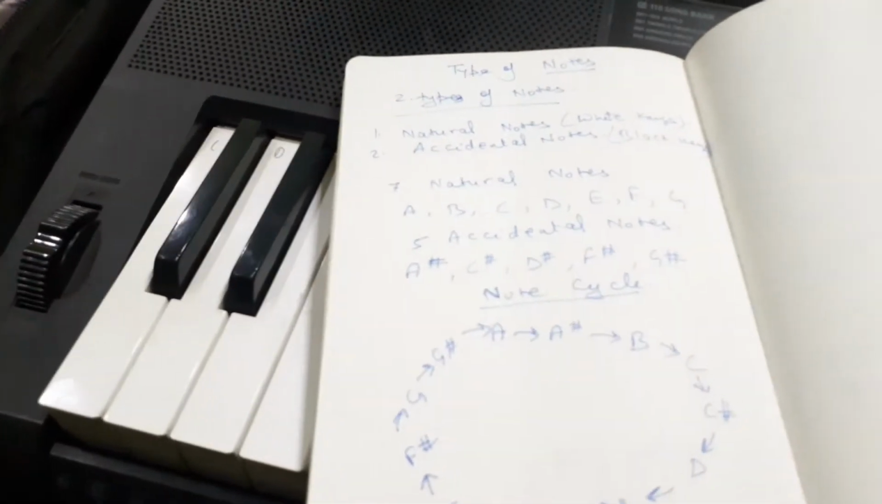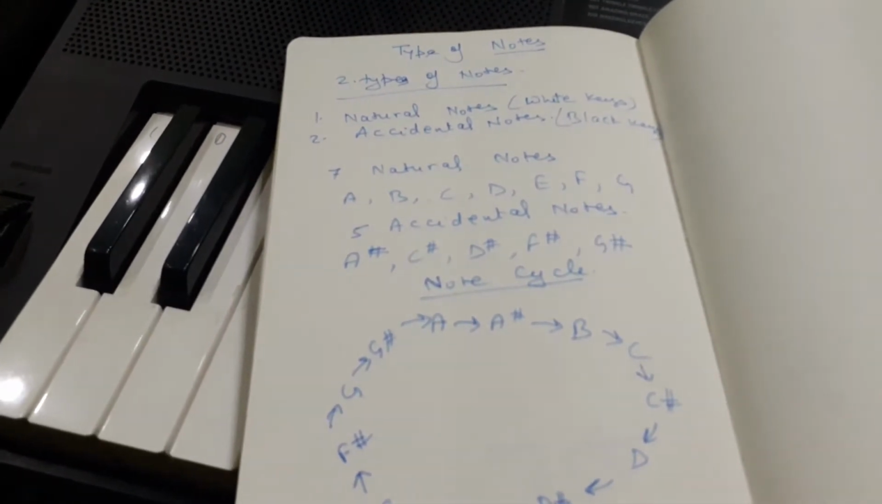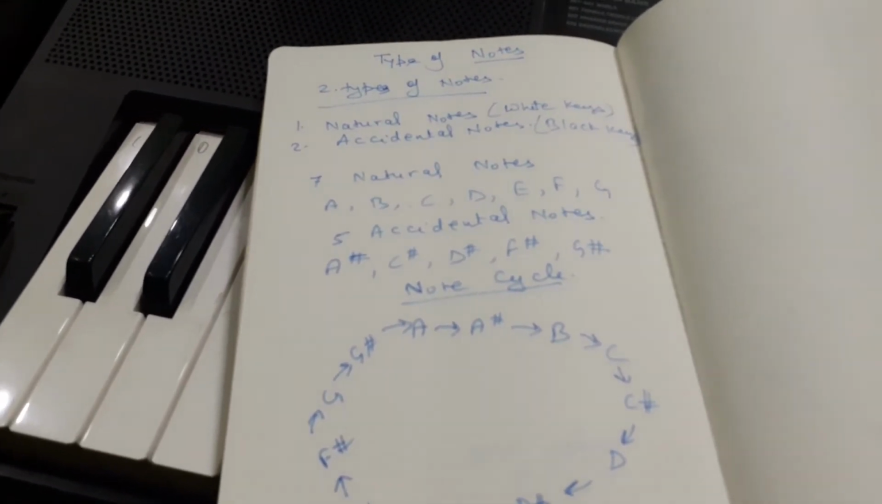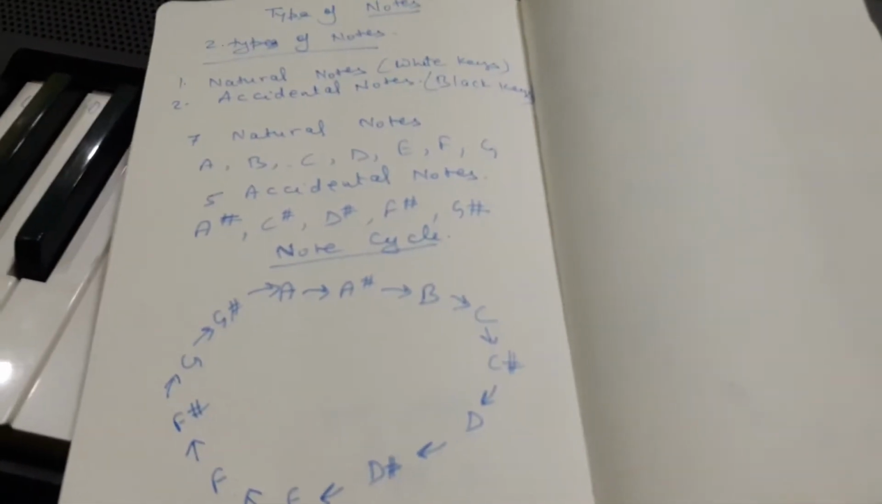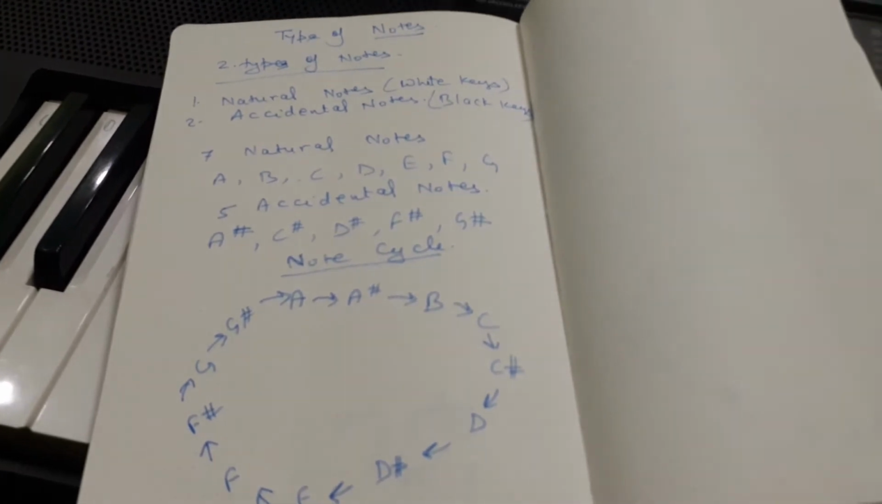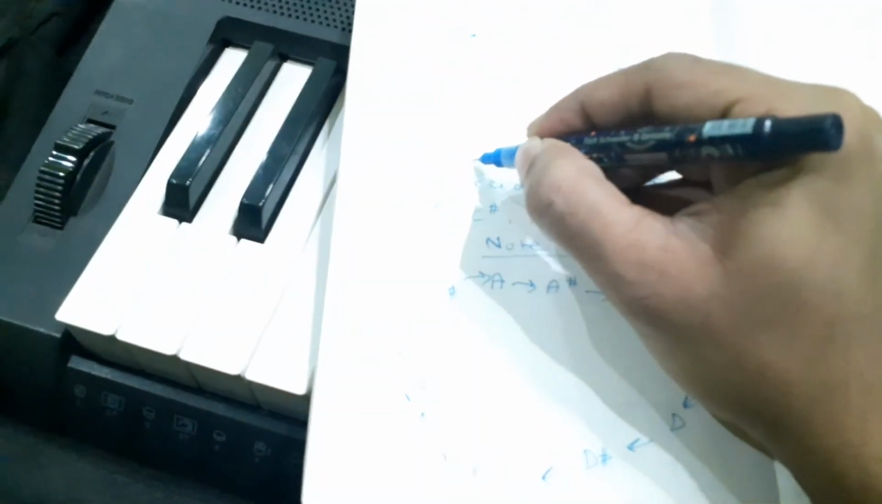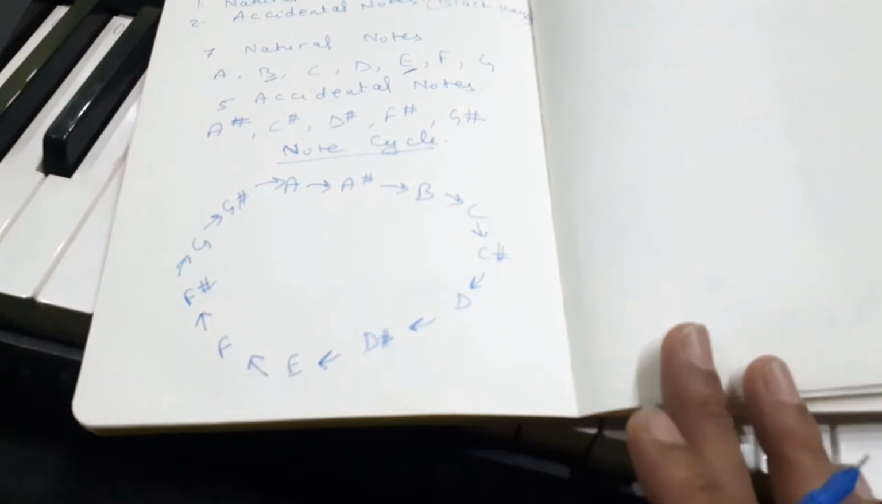So there are seven natural notes: A, B, C, D, E, F, G, and five accidental notes: A sharp, C sharp, D sharp, F sharp, and G sharp, right? Then we can see the note cycle, right? Before going to the note cycle, I must remind you that there is no B sharp and there is no E sharp. So B sharp and E sharp we do not write, okay? I'm going to explain in detail later on. I don't want you to get confused, but always remember B sharp and E sharp are not what we are looking for on a keyboard.